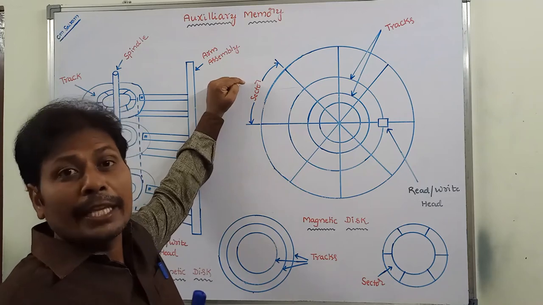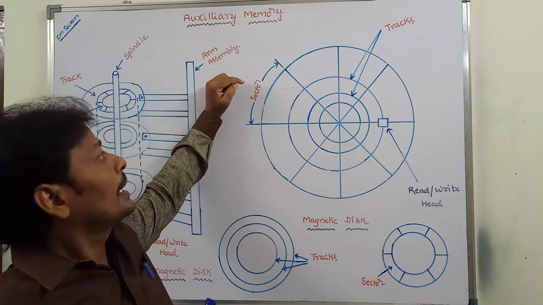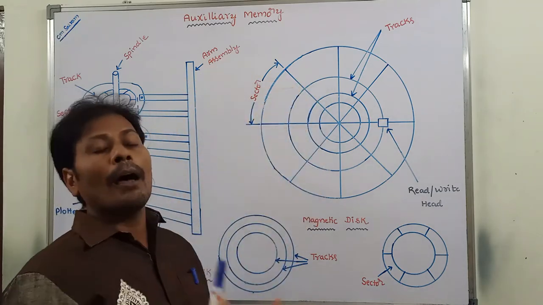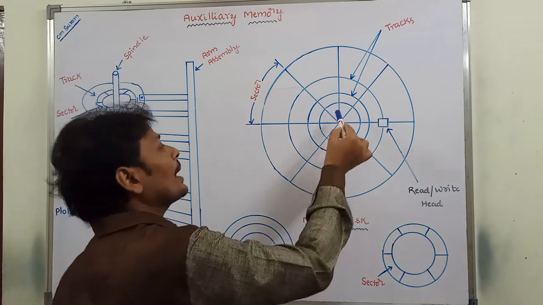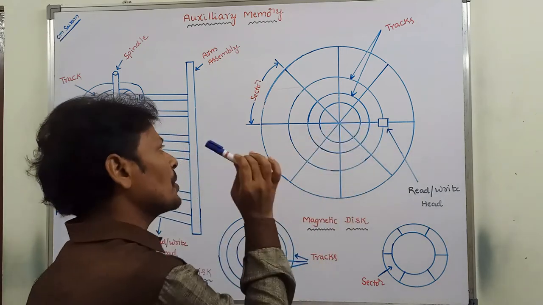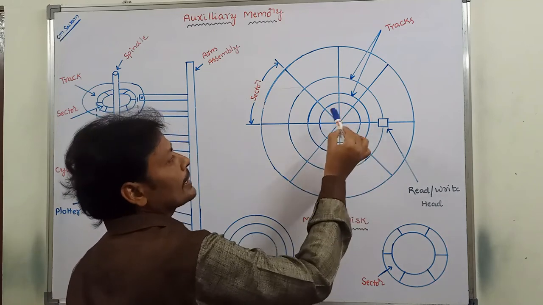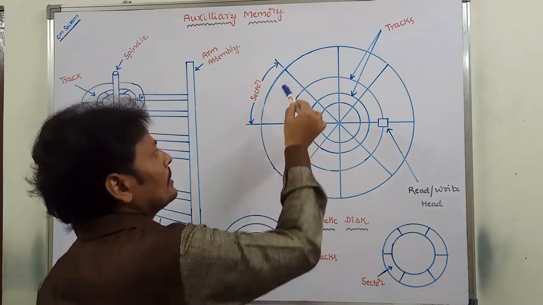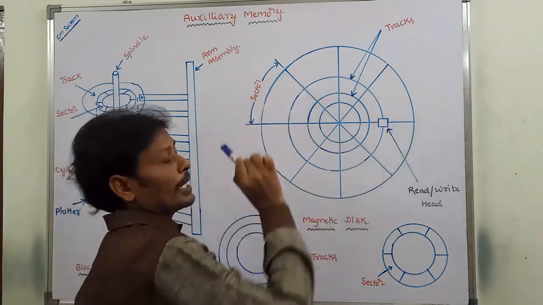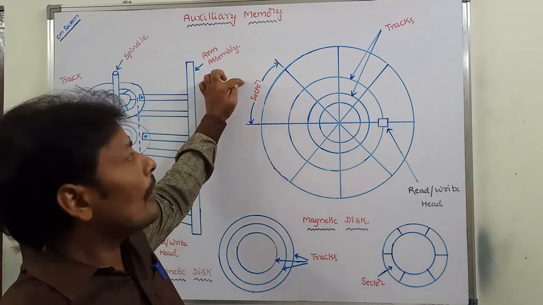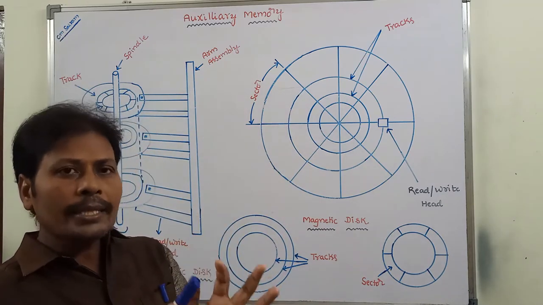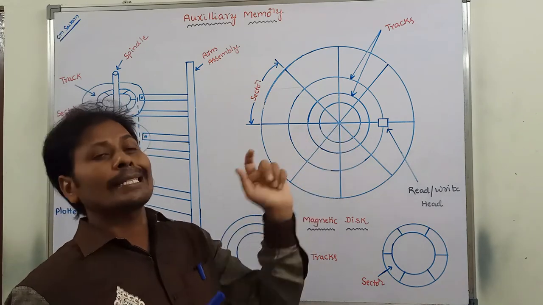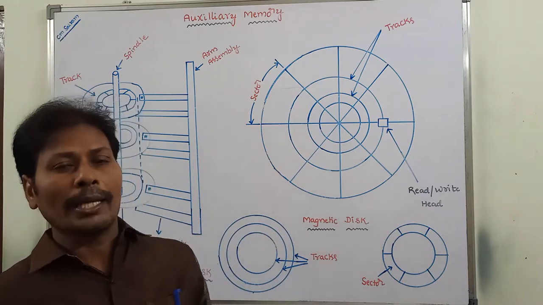A track within a given sector near the circumference has a larger size than the tracks near the center of the disc. Observe this one. This track is near the center of the disc, so it is smaller in size. This track is near the circumference, so it has a larger size. The tracks near the circumference have a larger size, and the tracks near the center of the disc have a smaller size.